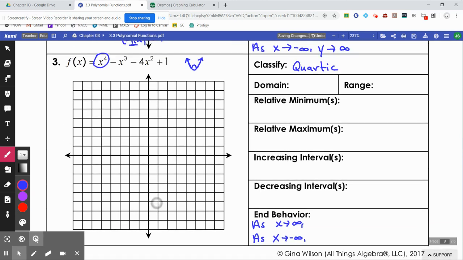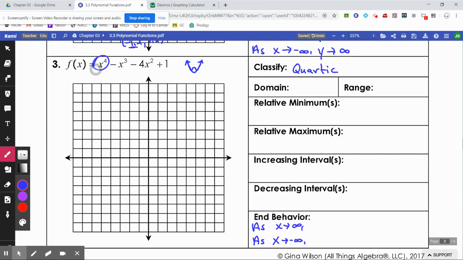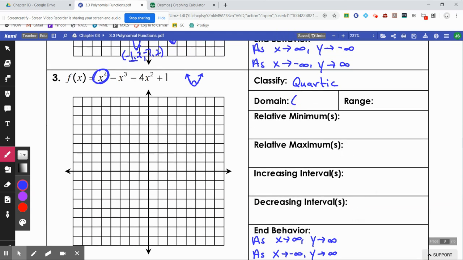Now, I do want to point out something too. Since it's a positive x to the fourth, had that been a negative x to the fourth, it would have flipped it over. But as we go to the right, our graph should increase. And as we go to the left, since it's parabolic looking, our graph should also increase as well. Our domain will always be negative to positive infinity.